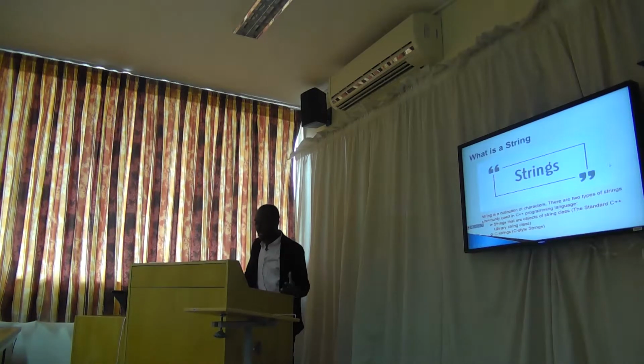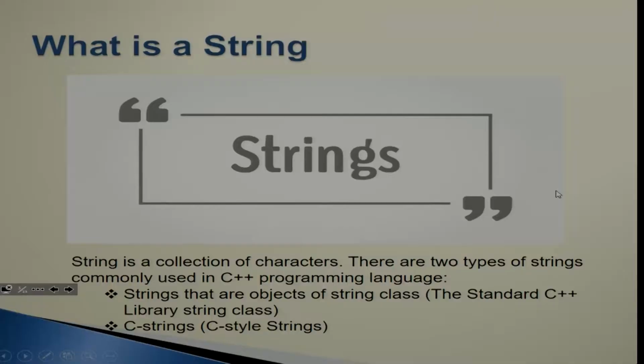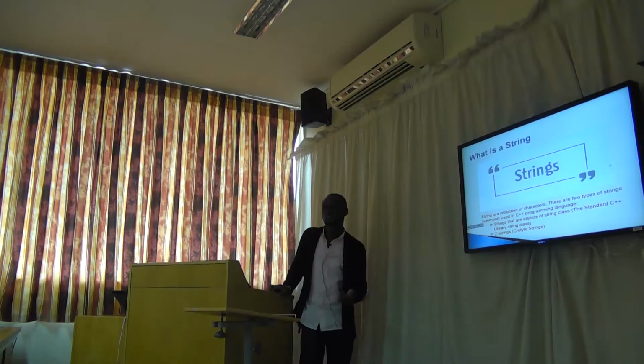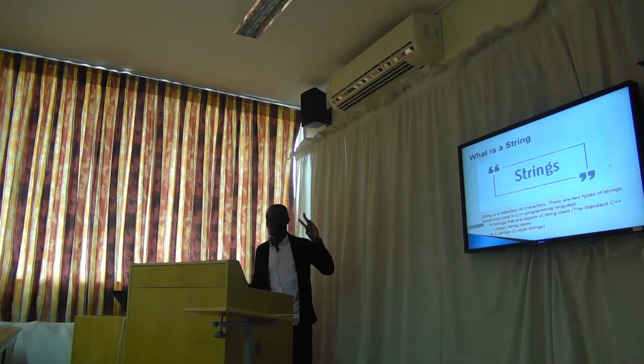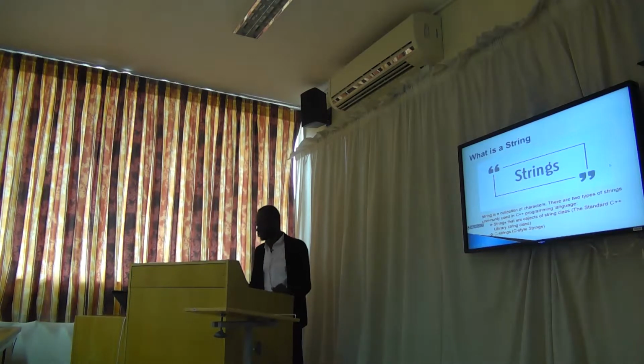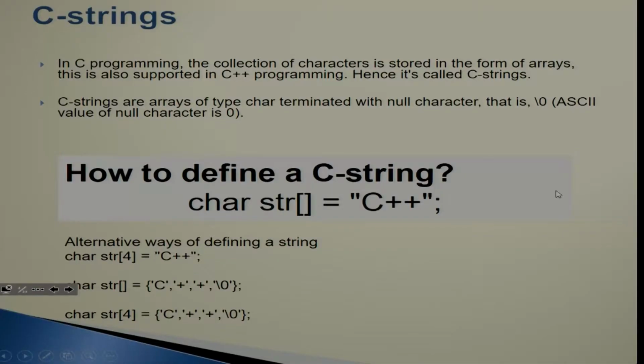Like I said, a string is only a collection of characters. In programming, we have 2 types of strings: what we call a string object, and what we call a C-string, which is simply a C-style string. There is a difference between both of them, and I'll try to go through it today. First of all, I'm starting with C-strings.